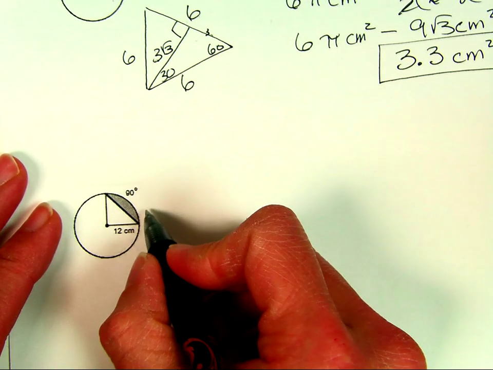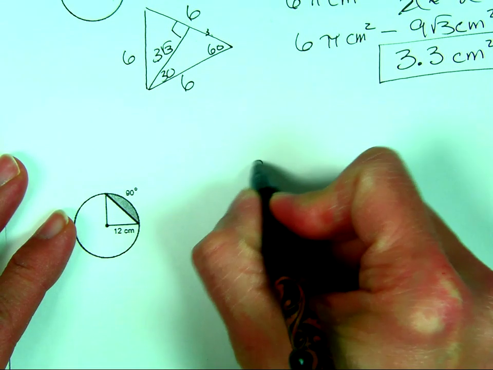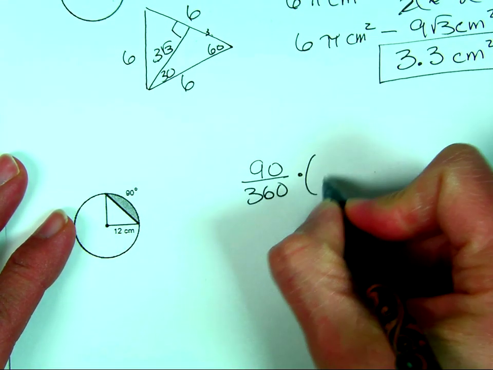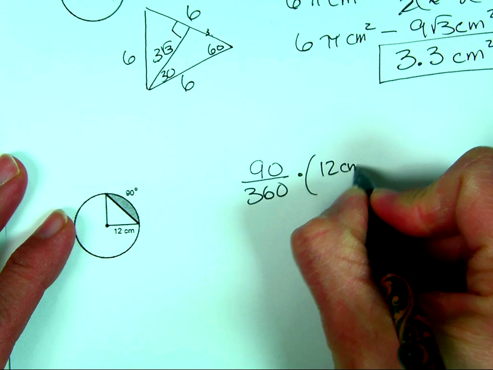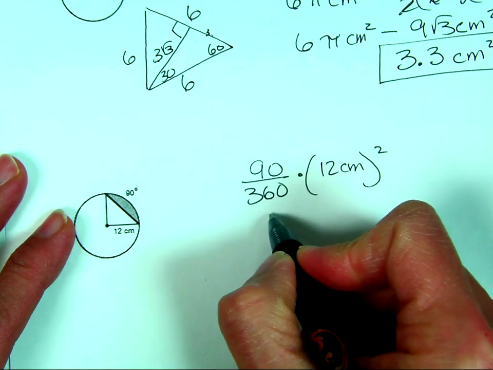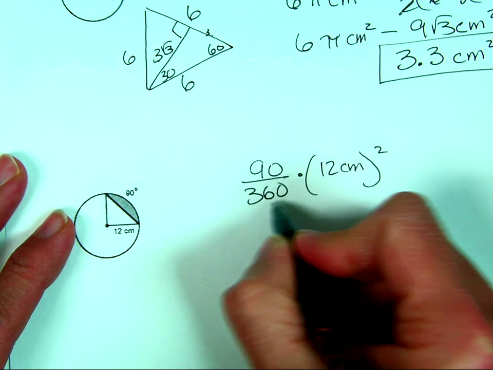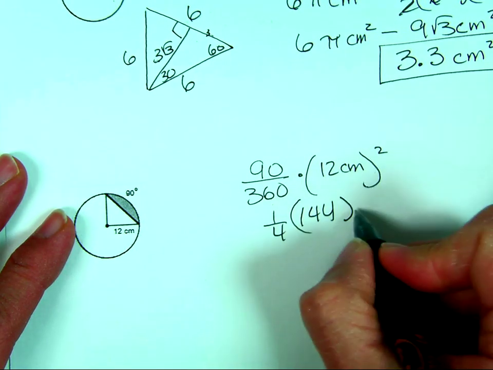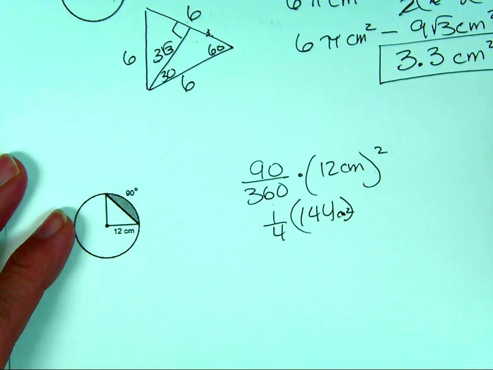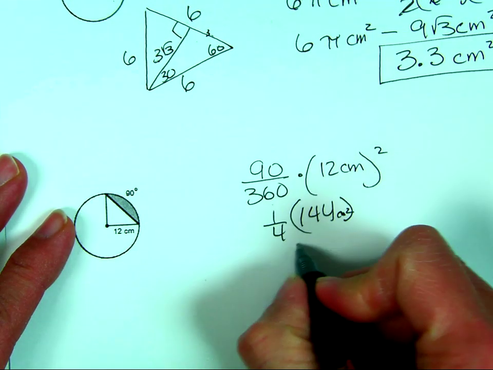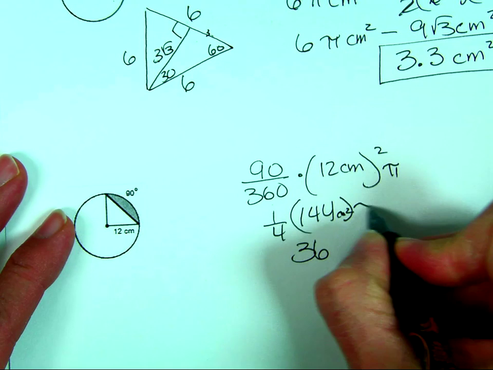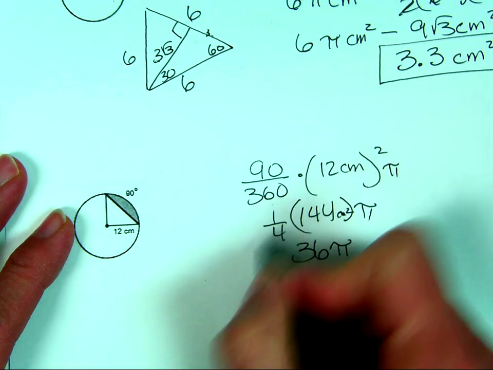So we've got a central angle of 90. So that reduces to 1/4. We've got a radius of 12 centimeters. We're going to square that. Pi r squared times n over 360. That's 1/4. And that's going to be 144 when we square it, centimeters squared. And 4 goes into 144 36 times. So this is going to get me 36. We have a pi. Don't forget our pi. 36 pi. That's the area of our sector.